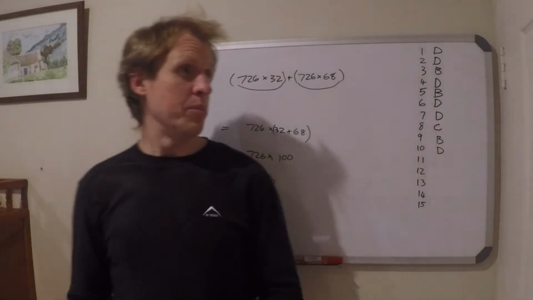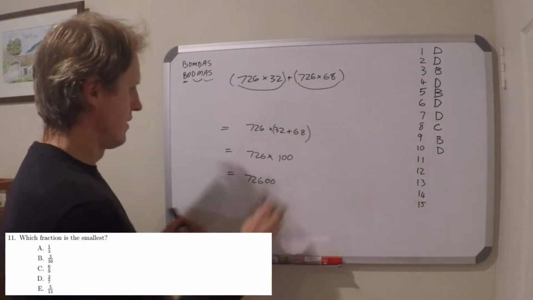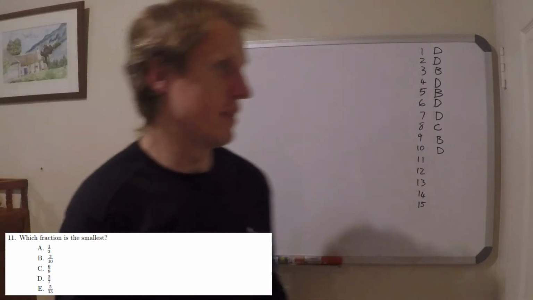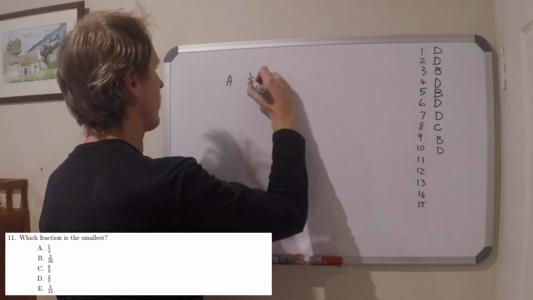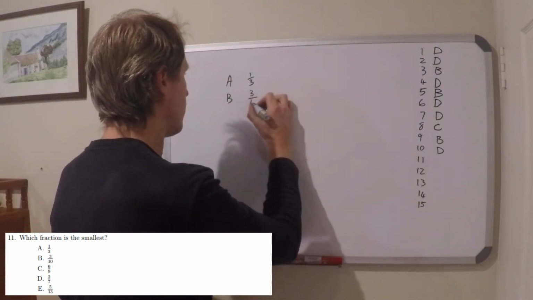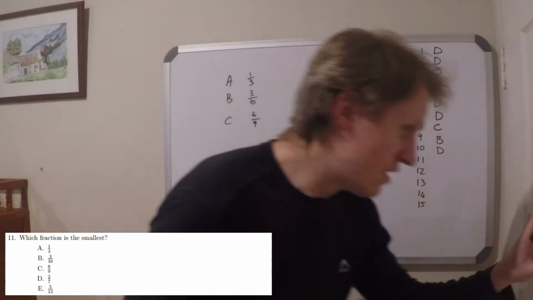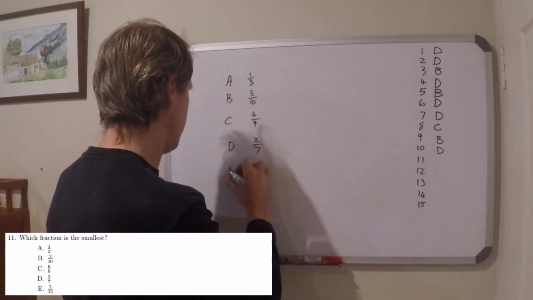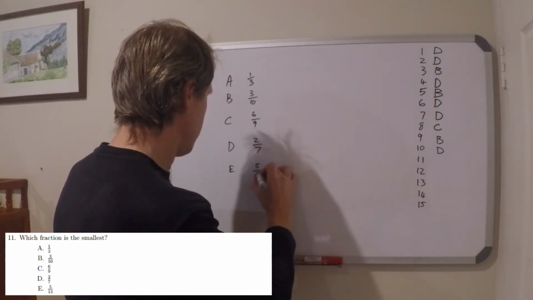Okay, so we're moving on to the 5-point questions now. What fraction is the smallest? Let's write all of them down. Okay, so A is 1/3. B is 3/10. C is 6/9. D is 2/7. And finally E is 5/13.